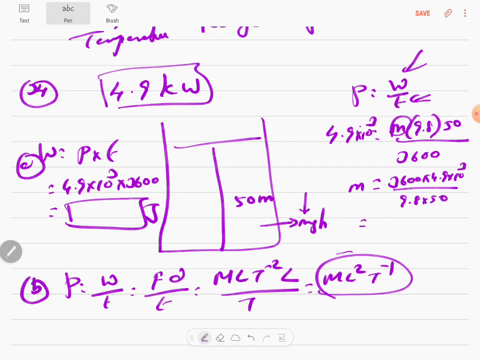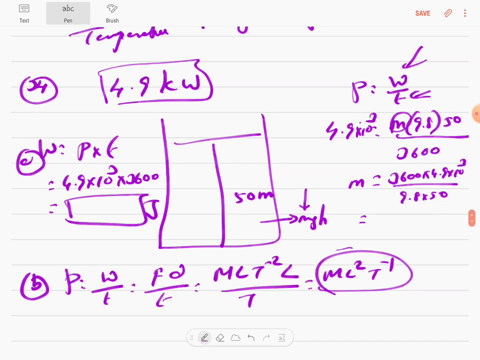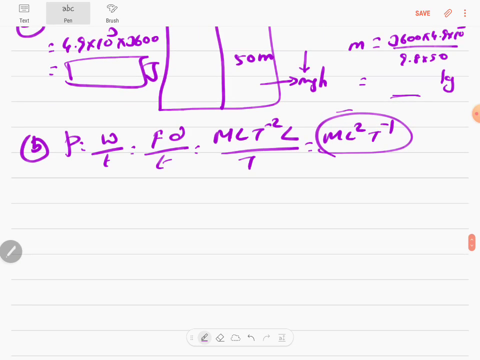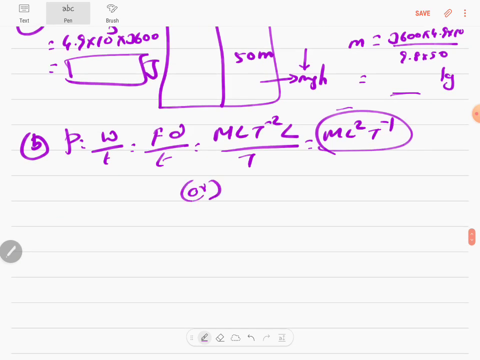So that answers A, B and C. Then next is mass, which has to be in kg obviously. So then write this answer. Next is the question: calculate the volume of the water it can pump out in 1 hour.